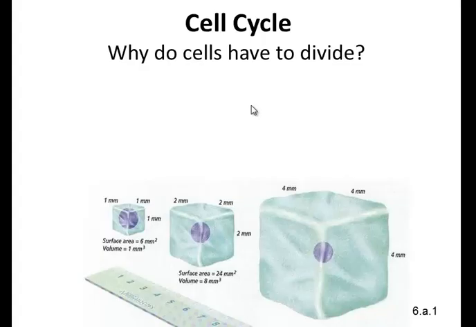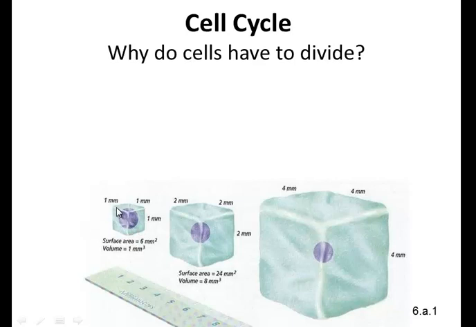Okay, why do cells divide? Why do cells go from 1 cell to 2? Down here there's a demonstration of what's going on. We have 1 millimeter by 1 millimeter, so we have 6 square millimeters of surface area. We have 1 times 1 times 1 millimeter cubed of volume. If we do the ratio of surface area to volume, we have a 6:1 ratio.